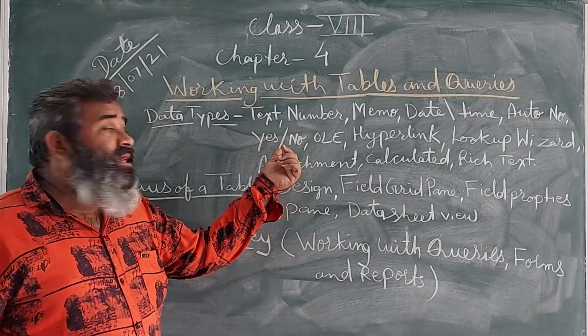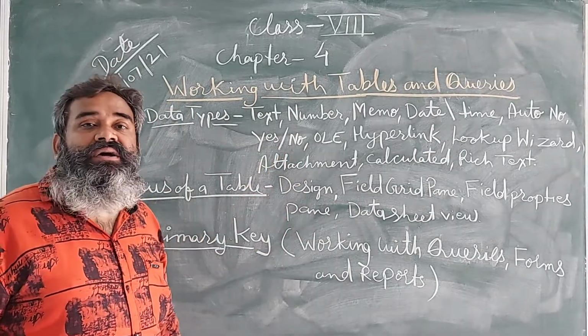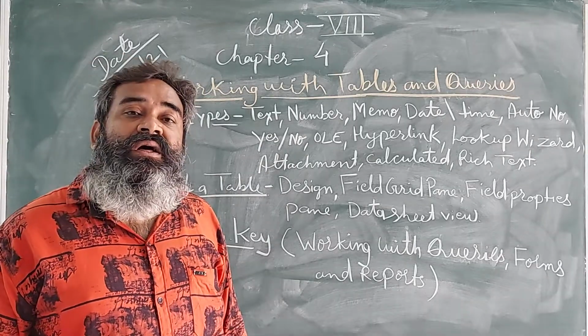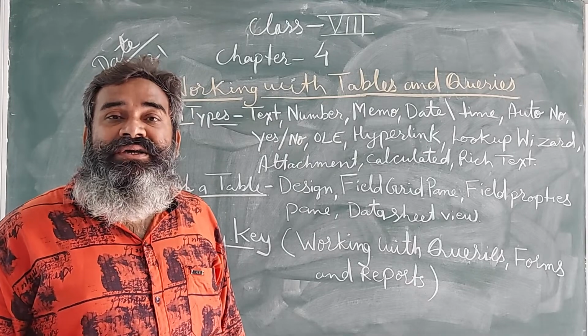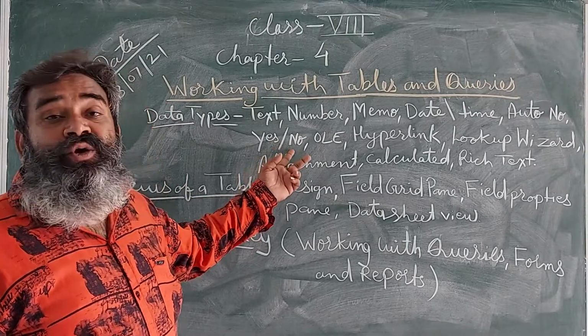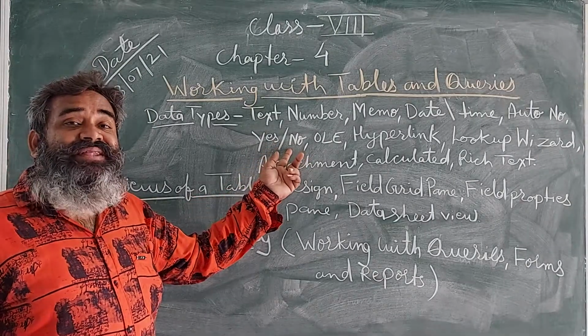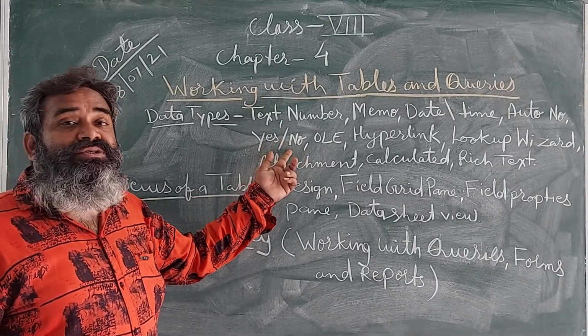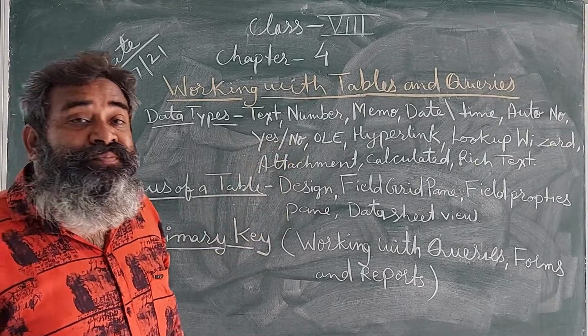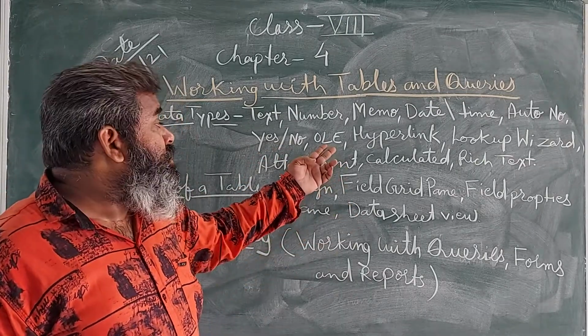Then we move on to the yes or no field. Sometimes we have a field where the value will be either yes or no, so we have to choose yes or no. That is an optional field. When we use this kind of field, we put yes or no. Then move on.